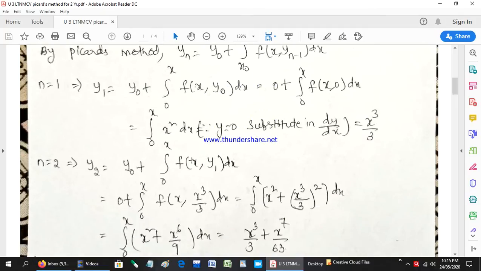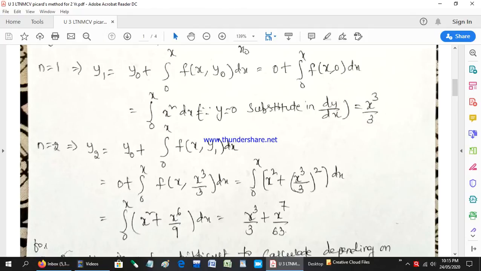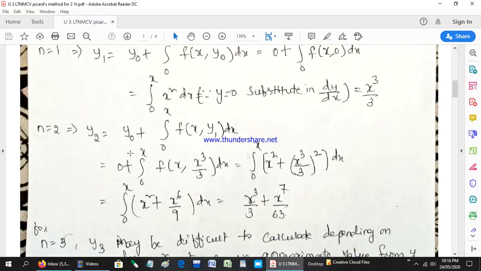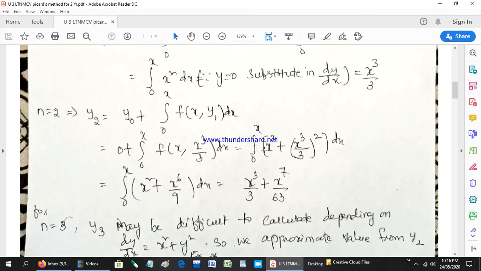The same way in the nth iteration formula, putting n is equal to 2, y2 is equal to y naught plus integral 0 to x f of x, y1 dx. In place of y naught, we now replace y1. So y naught is 0, 0 plus integral 0 to x f of x, y1. y1 is the value we have obtained as x cube by 3, so in place of y1, substitute x cube by 3.